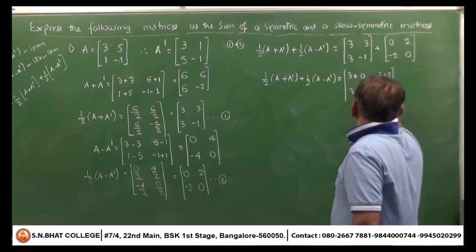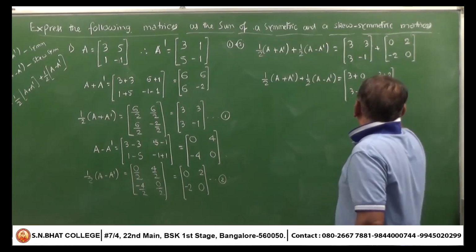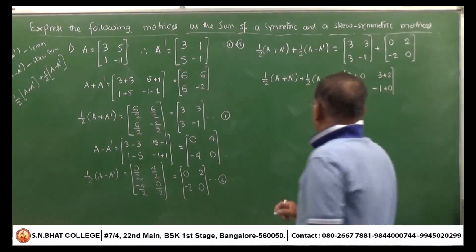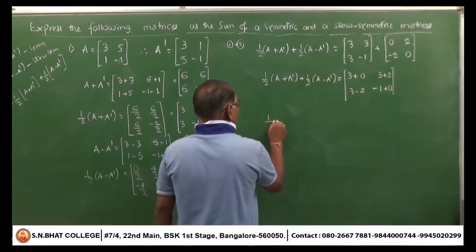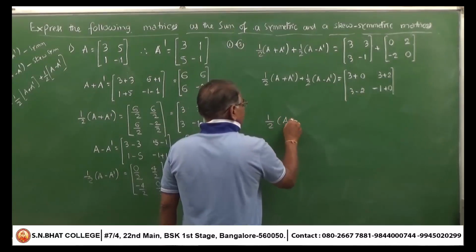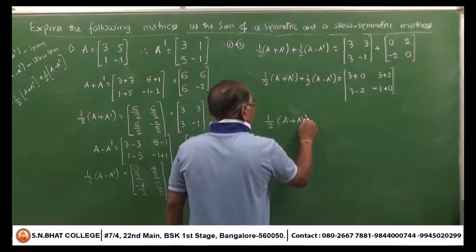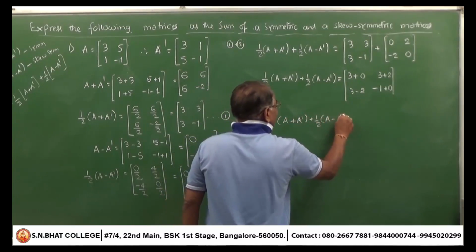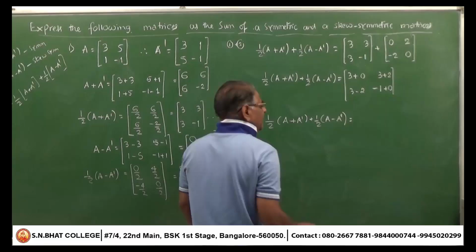3 minus 2, minus 1 plus 0. Add the corresponding elements. This is half into A plus A transpose plus half into A minus A transpose is equal to, simplify.